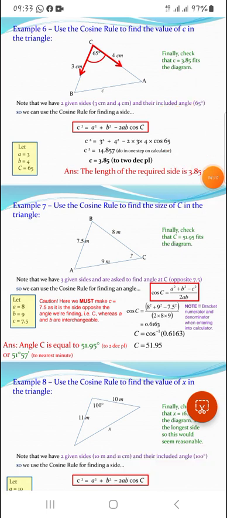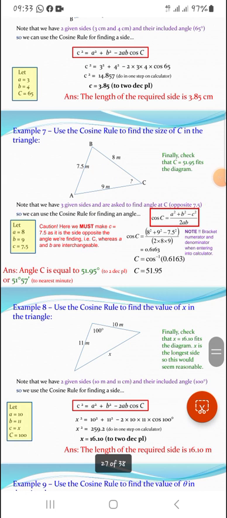All right. So now for the second example, here all the three sides have been given. If all the three sides are given, that means you can find any of the angle that he asks you to find.